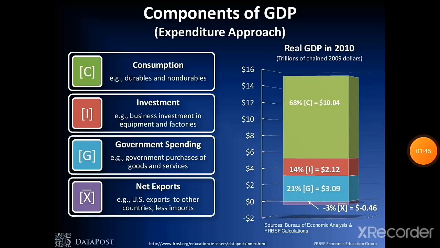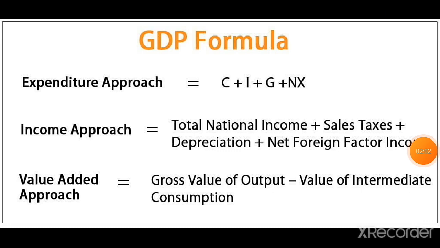Next we saw components of GDP. The components present in gross domestic product are consumption, investment, government spending and net exports. Next, measuring of GDP. It is measured by three approaches: the expenditure approach, income approach and value added approach.